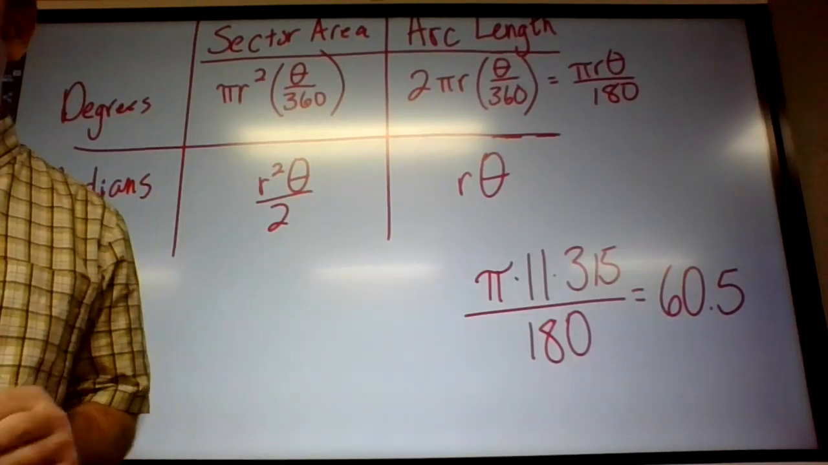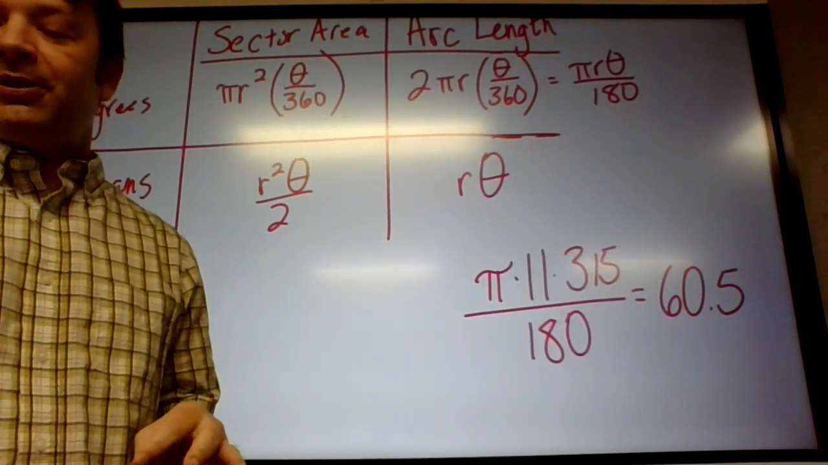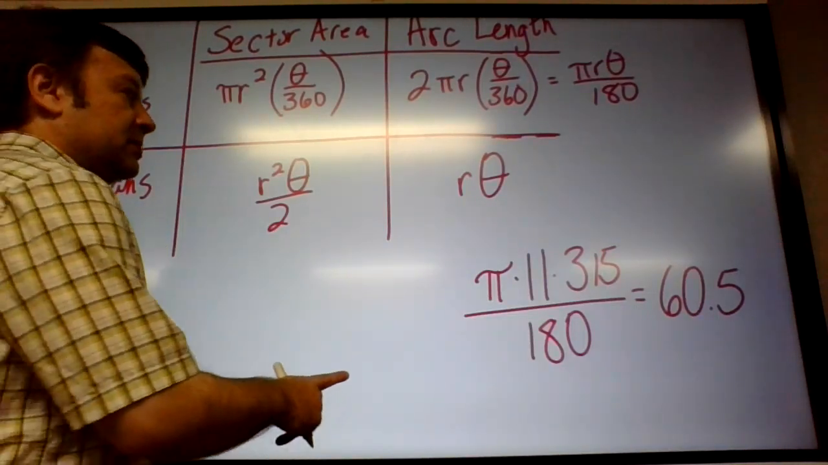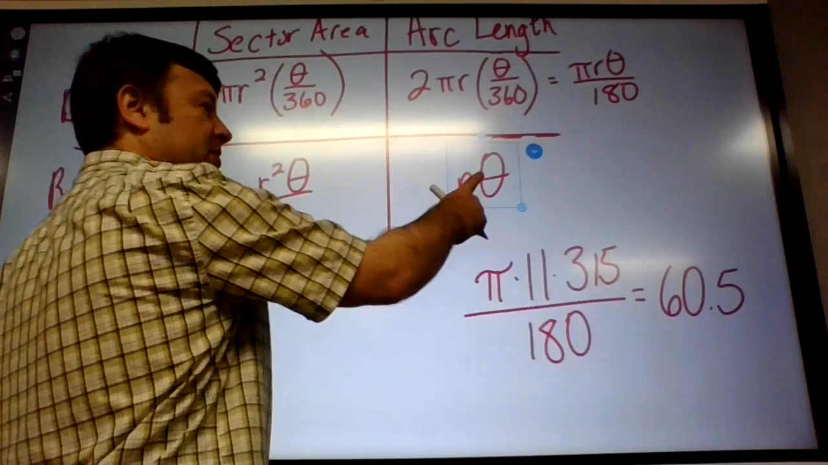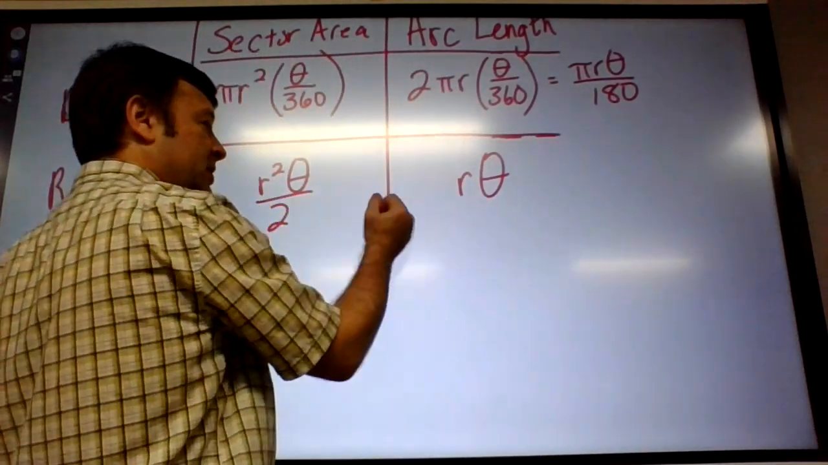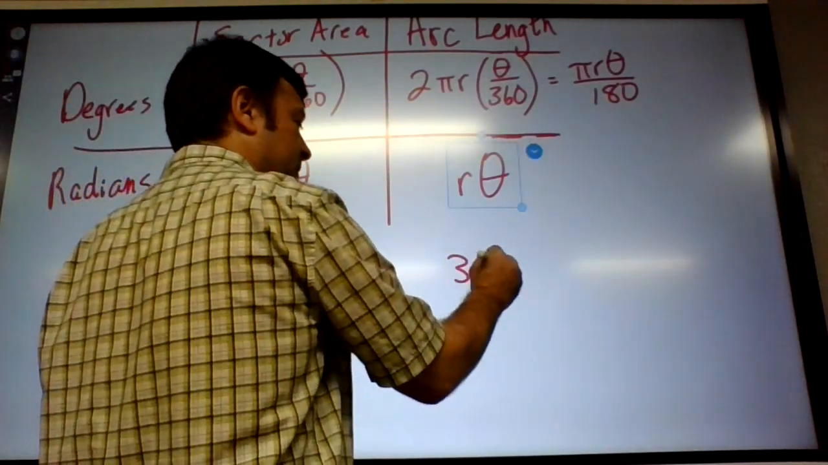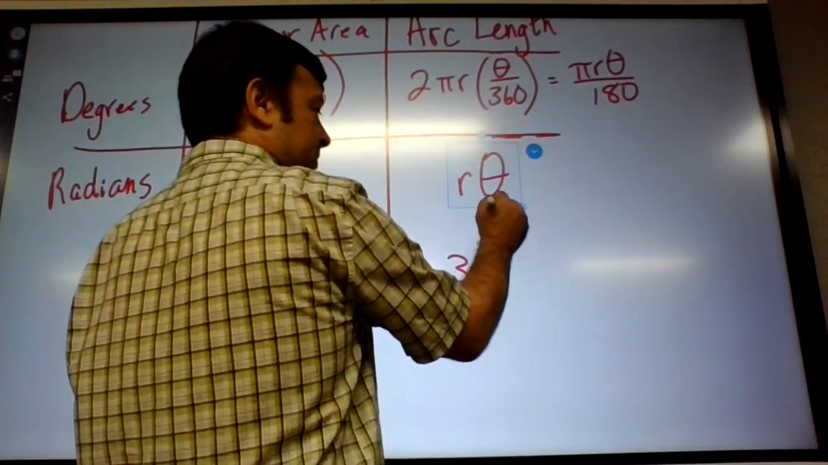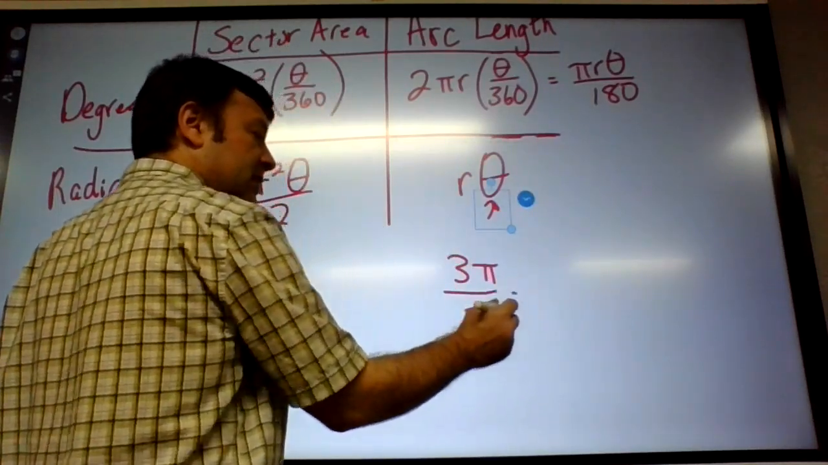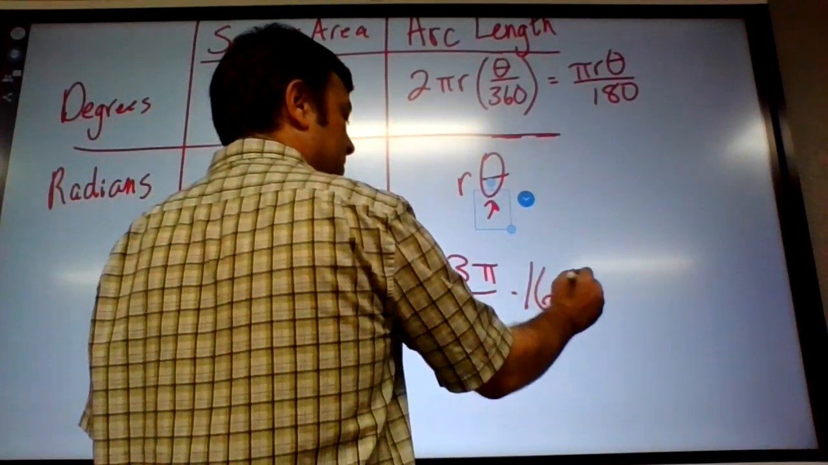All right, so what's different on number 3 though? Radians. It's in radians. How can we tell? Because it says 3 pi over 2, not degrees. So we're going to use the radians formula, which is easy peasy. Yesterday I said I think this is why they made up radians, so it would be easier to do this. The 3 pi over 2 is the angle, and the radius is 16.